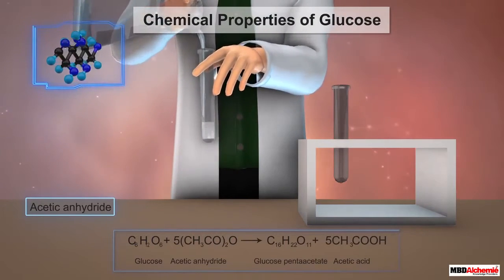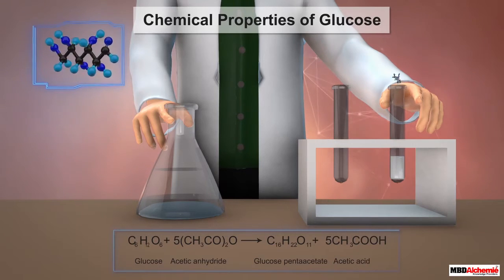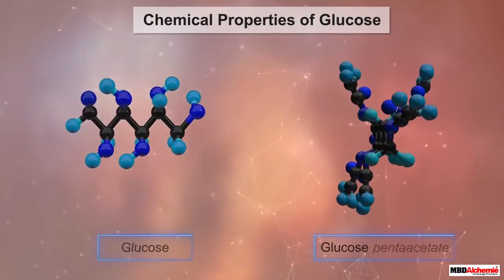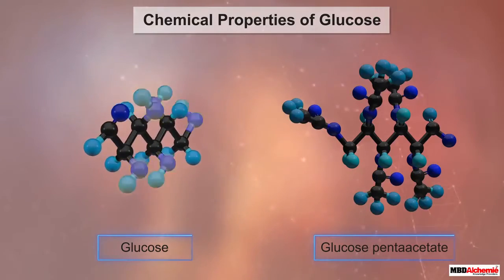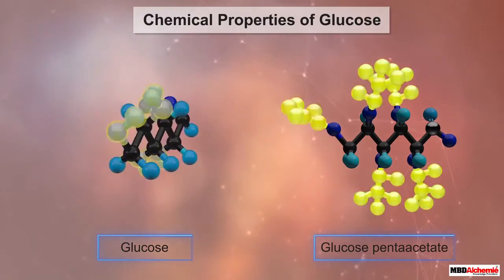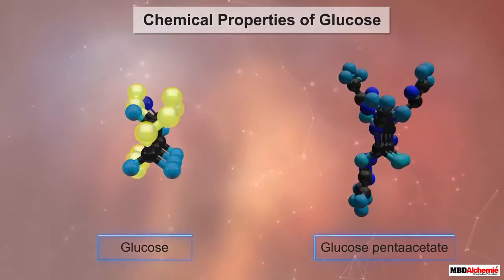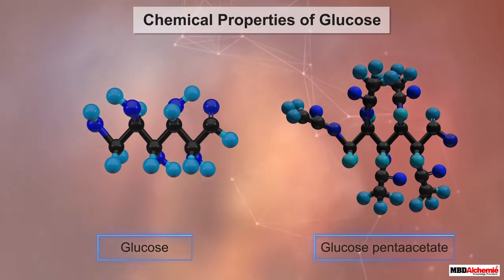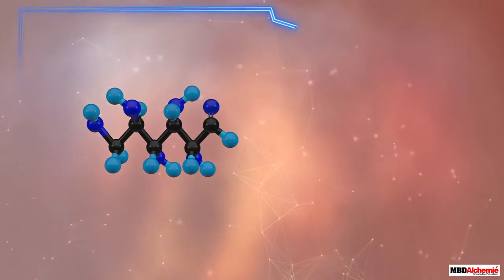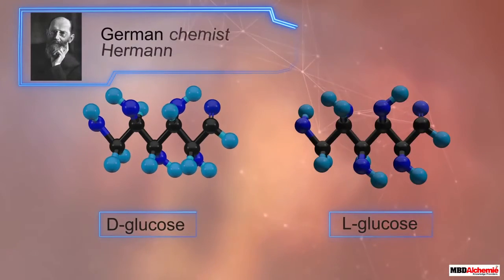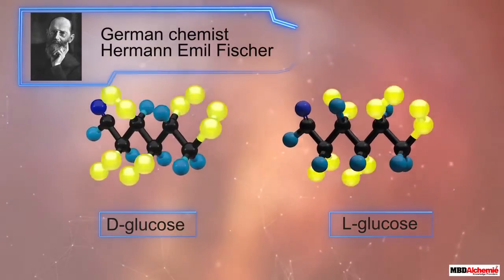Besides, glucose reacts with acetic anhydride to form glucose pentaacetate. The presence of 5 acetyl groups in the product indicates the presence of 5 hydroxyl groups in a glucose molecule. Further, the high stability of glucose suggests that these 5 hydroxyl groups are attached to 5 different carbon atoms. Many other properties of glucose were studied by the German chemist Hermann Emil Fischer, who gave the spatial arrangement of the hydroxyl groups of dextrose.